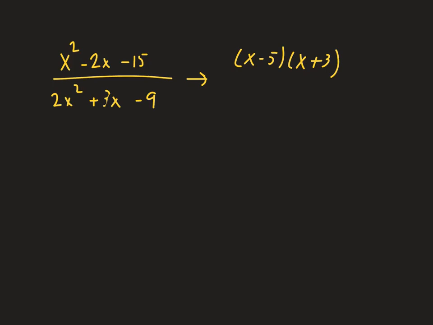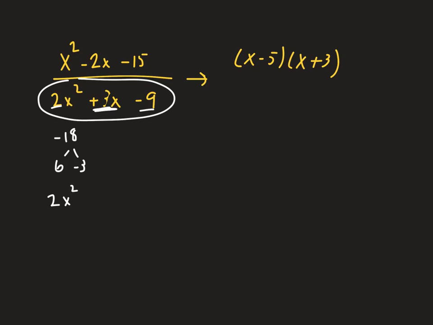But with the denominator, we're going to have to do a little more work, because it does start with a 2. So we're looking at the old a times c method. So 2 times -9 would be -18. Can we split that up into factors that add up to 3? I think we can if we do a 6 and a -3. So we could rewrite this denominator as 2x squared, and I'm going to split up the middle term, remember doing this before, into plus 6x minus 3x, and then the minus 9.